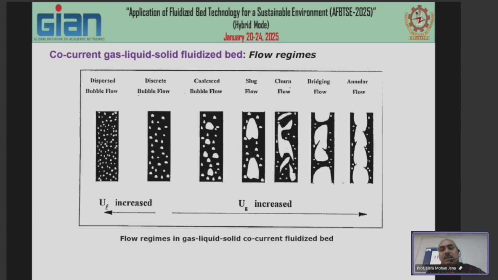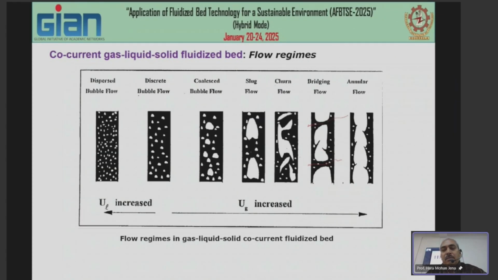Another flow regime is the churn flow regime, which is similar to slug flow, but with a chaotic behavior of the slugs, and a frothy type of bed we get in the form of froth. The gas and the liquid move in the upward direction. Next, there is a bridging flow regime, where liquid forms a bridge here, then another bridge here, and in between the gas is continuous. So this is bridging flow.